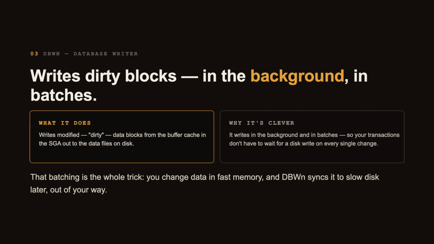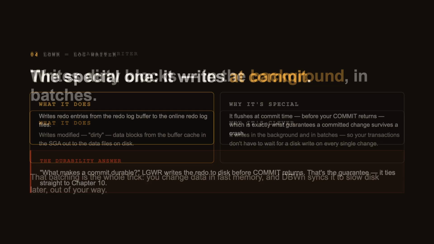Here's the clever part, and it's worth stating in an interview. DBWn writes in the background and in batches. It does not write on every single change. That's the whole reason your transactions feel fast. You modify data in quick memory, and DBWn quietly syncs those changes down to slow disk later, in efficient batches, completely out of your way. If DBWn had to flush to disk on every change, the database would crawl.